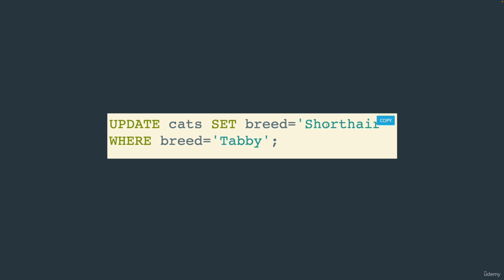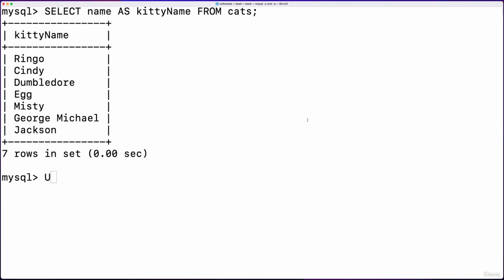What are we trying to update? We're changing breed to be short hair. And then on which rows are we performing that update? Only where breed is set to tabby. So if we didn't include this where, let me just show you on a different table.